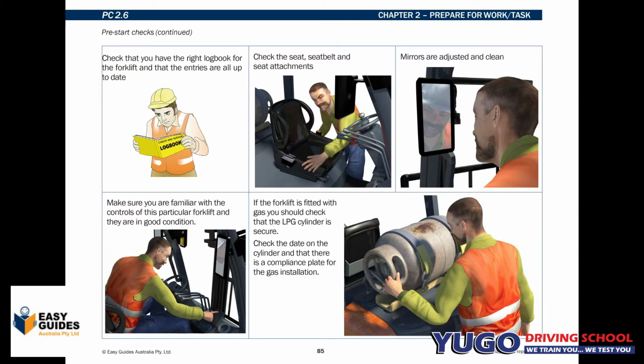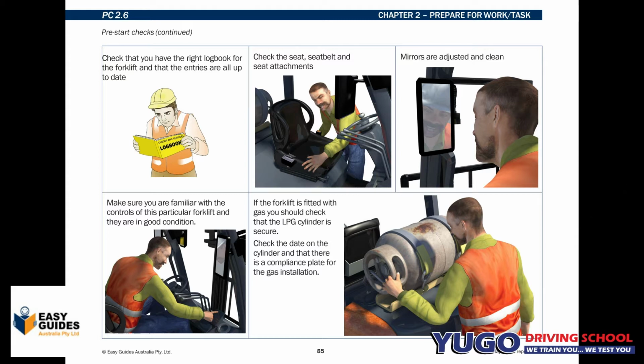Check the logbook. Make sure it's the right logbook for the forklift. You check the seat and a seat belt. Seat belt, a couple of checks you'll do on it. You make sure it clips. You make sure it locks. Give it a jerk. You make sure it's not torn or any stitching missing on your seat belt.